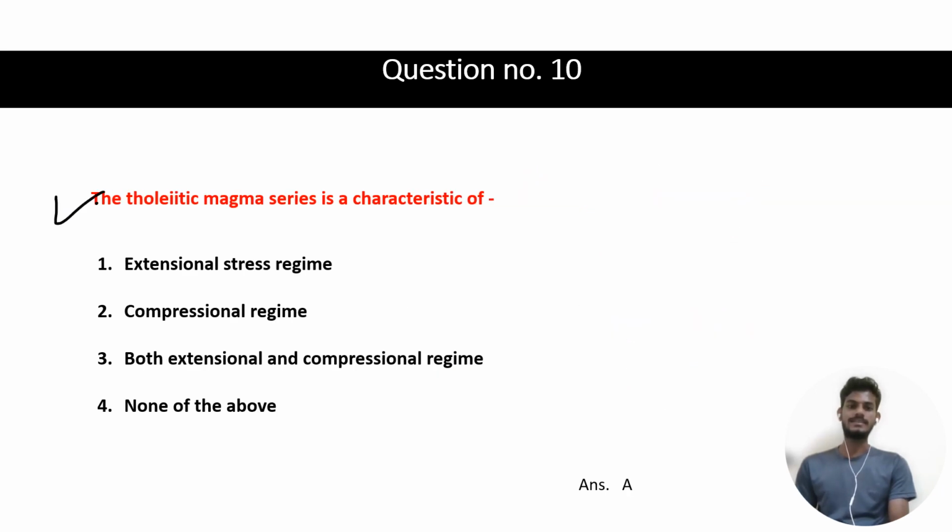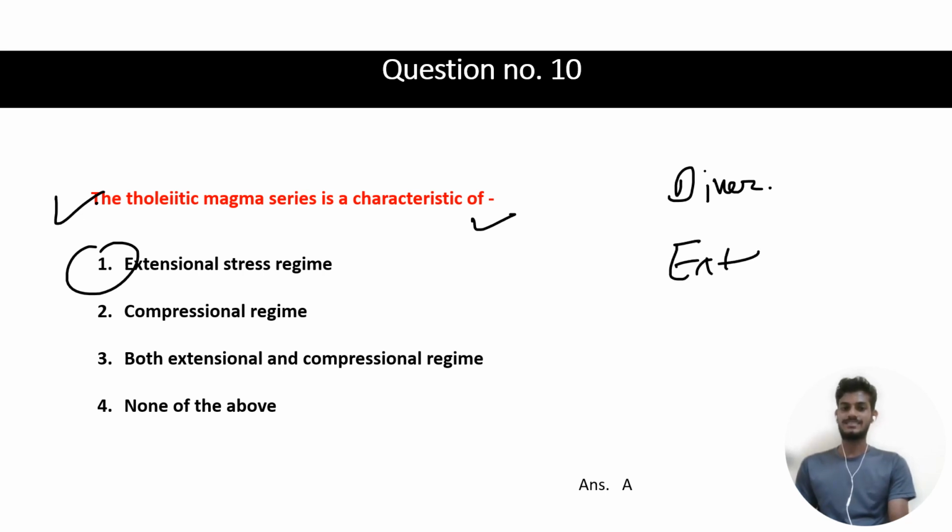Then the 10th and the last question is tholeiitic magma series is the characteristic of. So it is characteristic of extensional stress regime, as I have already told that this tholeiitic magma series is only found in the divergent plate boundary, or that is a kind of extensional regime. Okay, we also call it the constructive plate boundary.